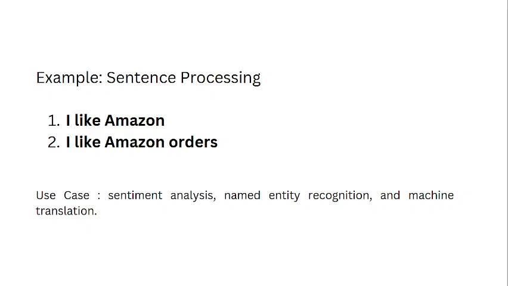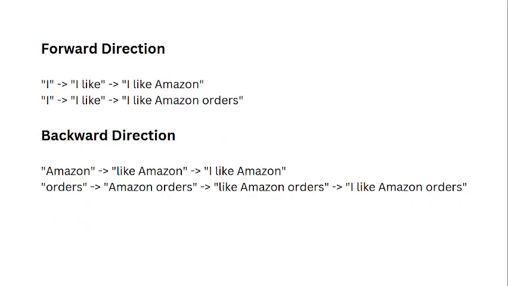So the use cases are sentiment analysis, named entity recognition, and language translation. If you look at the previous example in the forward direction over the time period, first "I", then "I like", then "I like Amazon". But in the backward direction, what happens? This is the backward direction. This is a simple idea of how the forward and backward directions actually work.